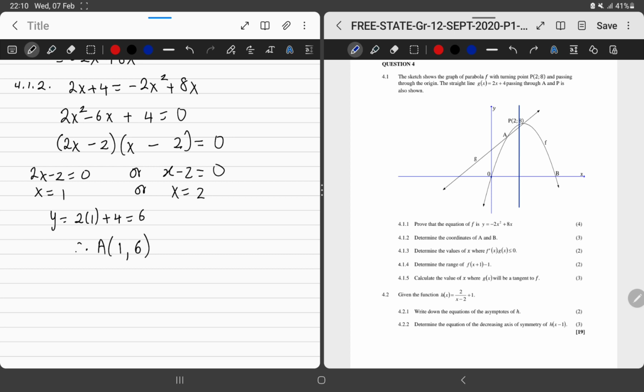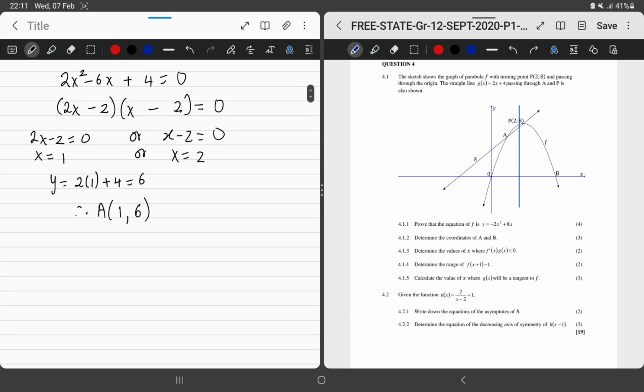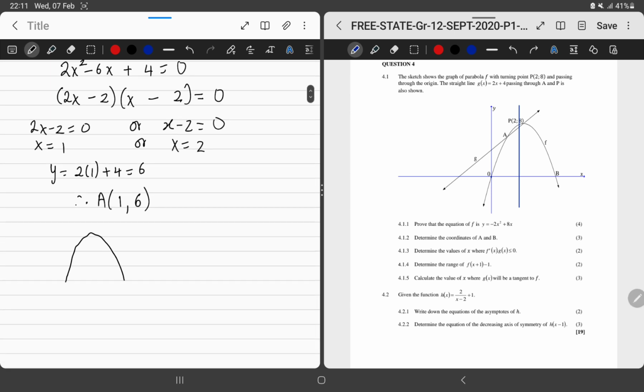And now they are looking for the coordinates of B. When I have a parabola like that, the turning point cuts the graph into two equal halves. This half will be equal to the other half. So here I have a 2 and there I have a 0. To move from here to that point, I just need to add 2, because from here to here was 2. So B should be (4; 0).